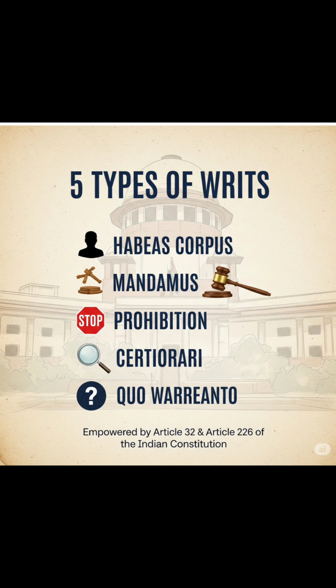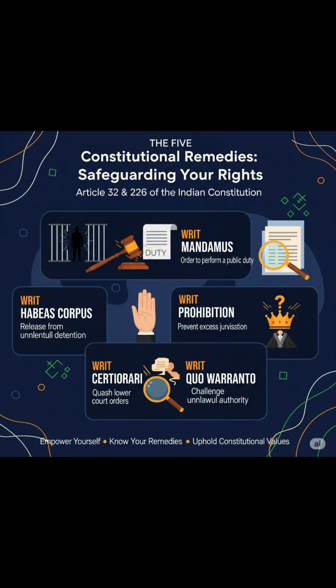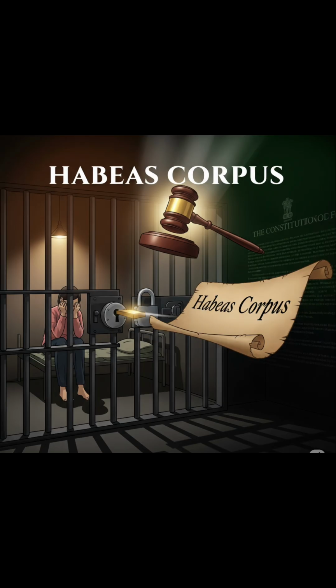Let's begin. So there are 5 types of writs. Those are mentioned in our Indian Constitution. These are Habeas Corpus, Mandamus, Prohibition, Certiorari, and Quo-Warranto. Only the Supreme Court and High Court have the authority to issue writs under Article 32 and Article 226 respectively. So let's quickly begin with the first and most important writ, Habeas Corpus.